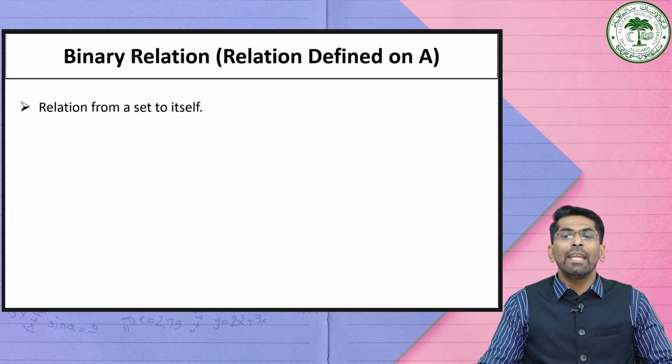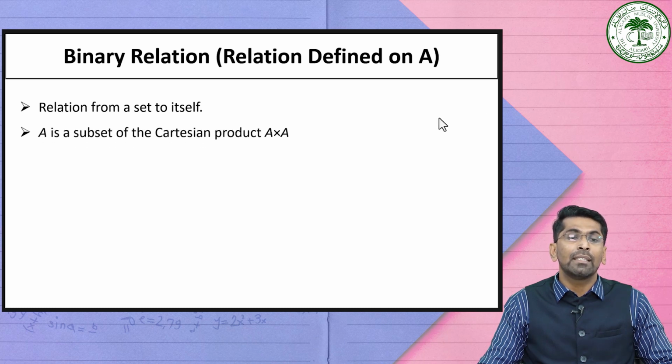For example, a binary relation on a set A is a subset of the Cartesian product A cross A, because it consists of ordered pairs (a, b) where both a and b are elements of the same set A.